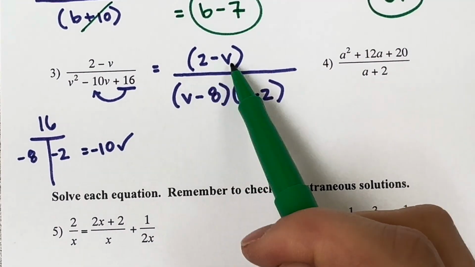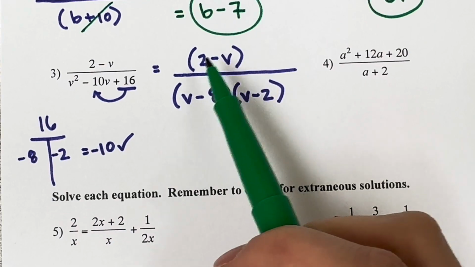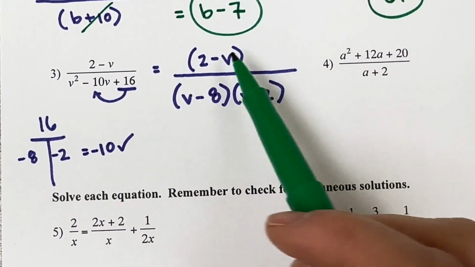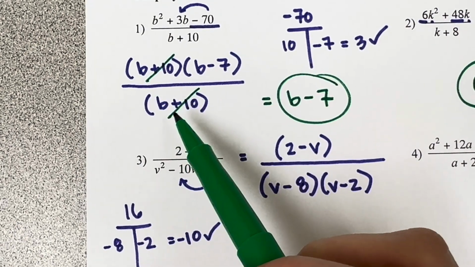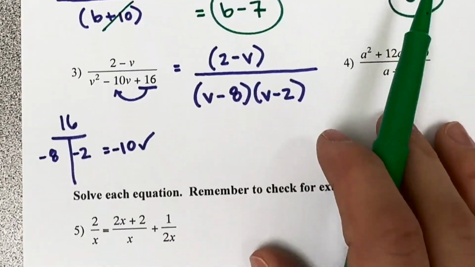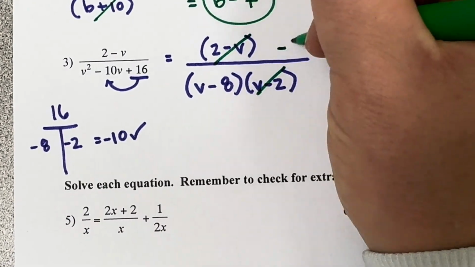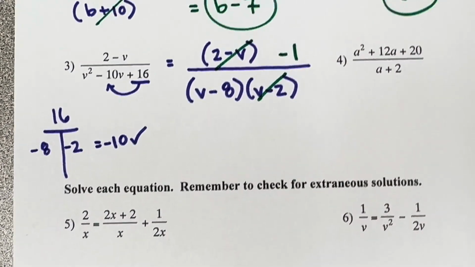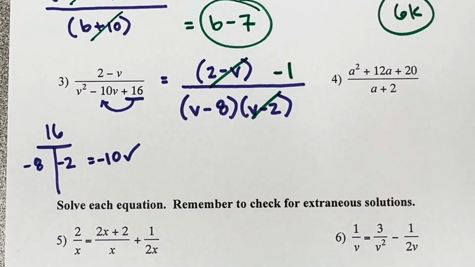These guys, 2 minus v and v minus 2, are almost exactly the same. They're just kind of like opposites of each other. So when this happens, they actually don't cancel out, meaning they don't reduce to a positive 1. They cancel out, but they turn into a negative 1. When they're almost the same, just opposites of each other, they simplify to a negative 1.